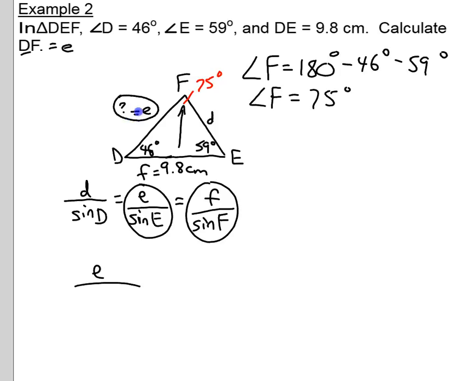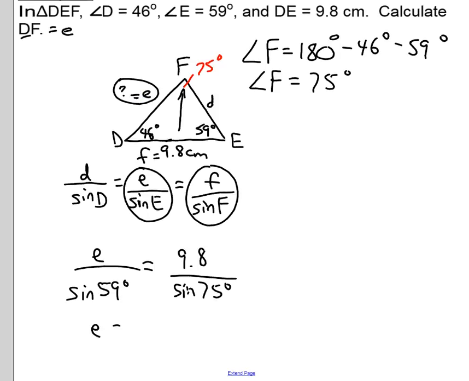So we have little e over sine of its corresponding angle. Opposite little e is 59 degrees, and that would be 9.8 over sine of 75. And again there, to solve, multiply both sides by sine of 59. And that will give us our unknown side.